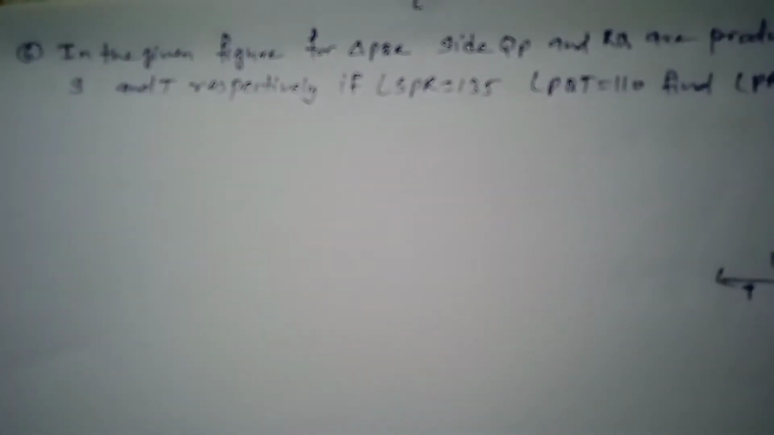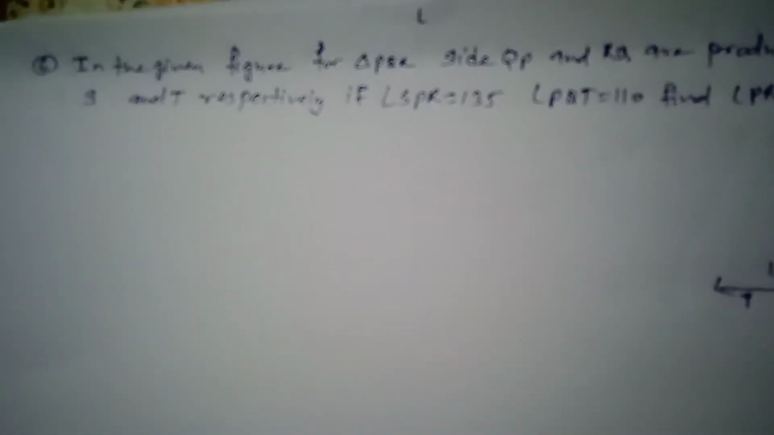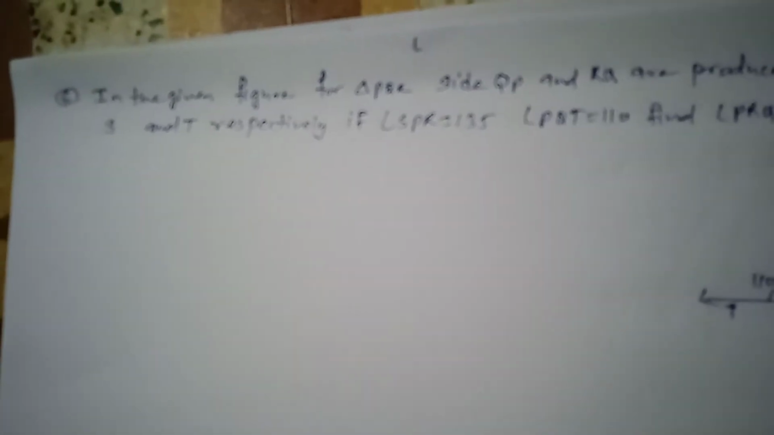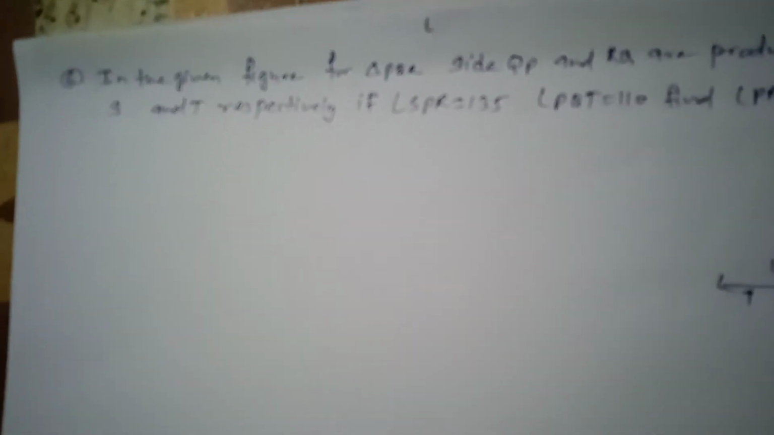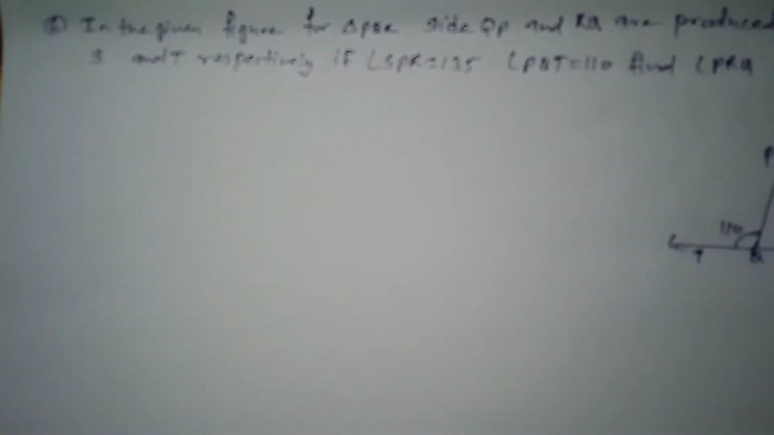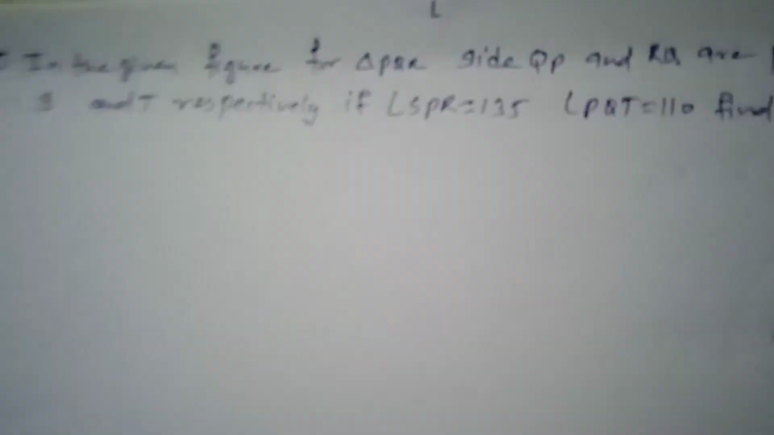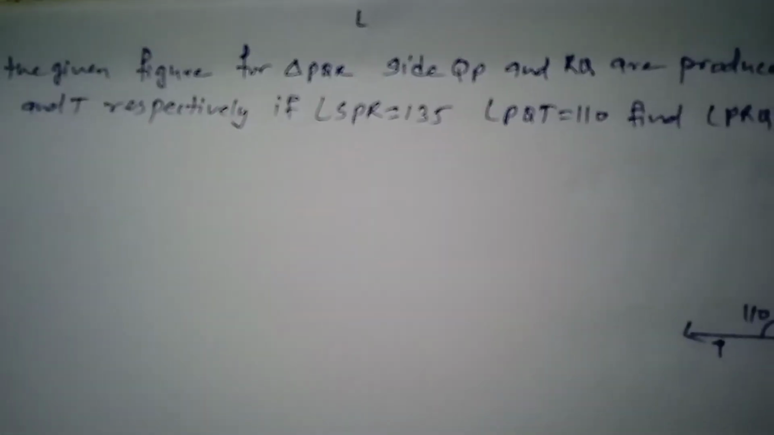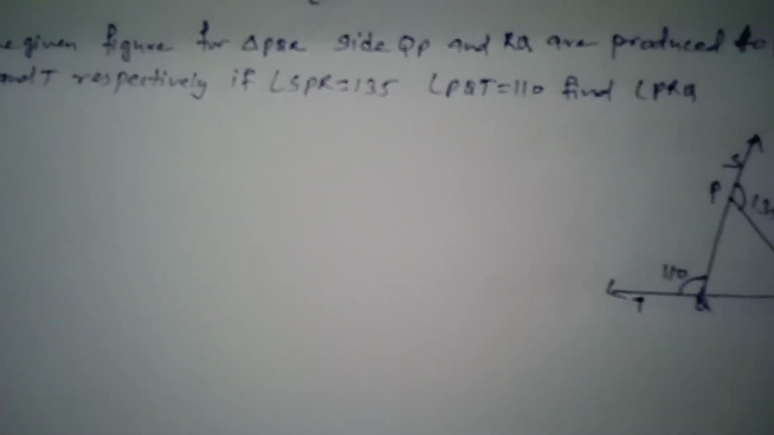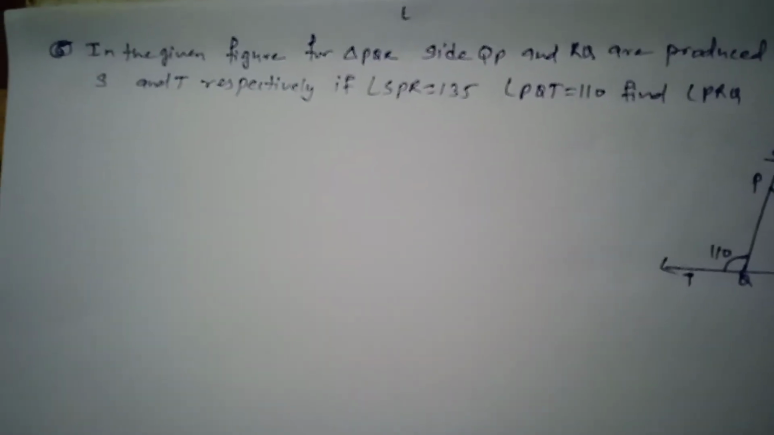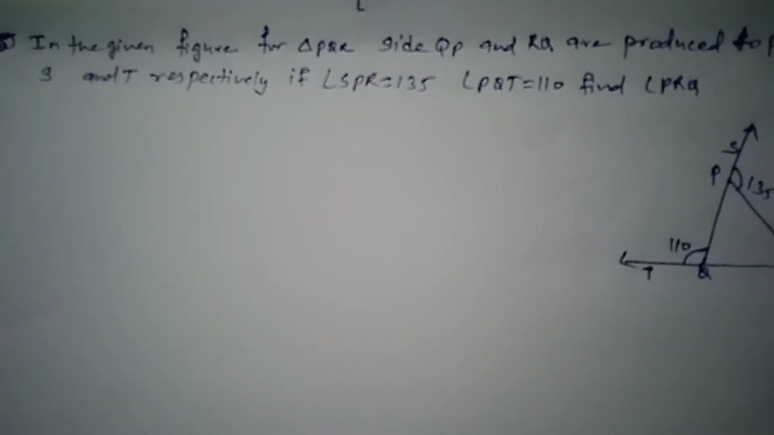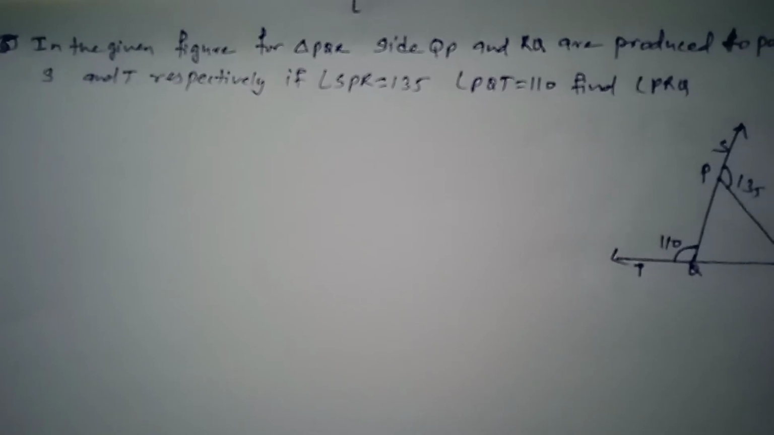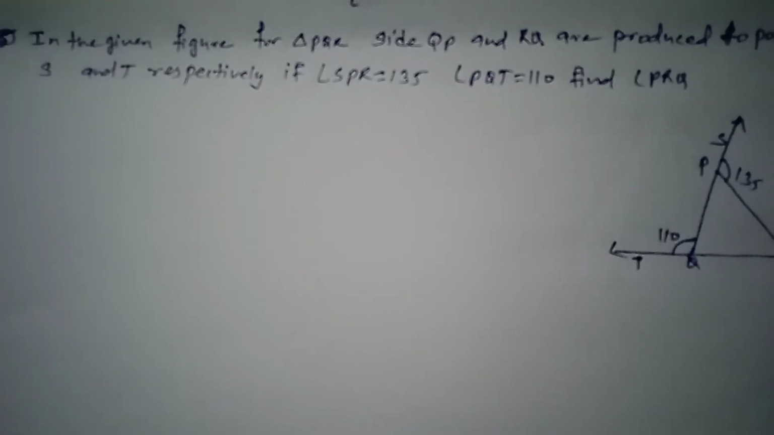One sum I have given you to solve, sum number 4. This sum you have to solve. Sum number 5. In the given figure, for triangle PQR, sides QP and RQ are produced to points S and T respectively. If angle SPR is 135 and angle PQT is 110, find angle PRQ.